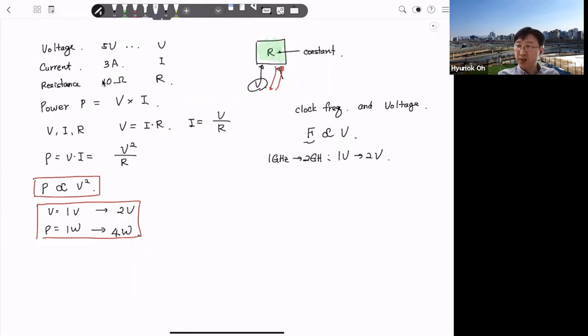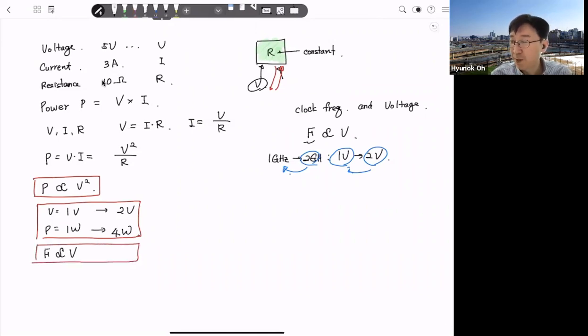The opposite is possible also. If you are reducing the voltage to half, then you have to reduce the clock frequency, because with lower voltage it takes more time to supply the current to the chip. So frequency is proportional to the voltage.